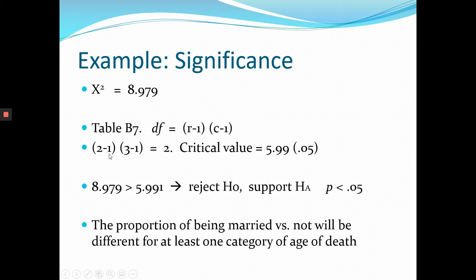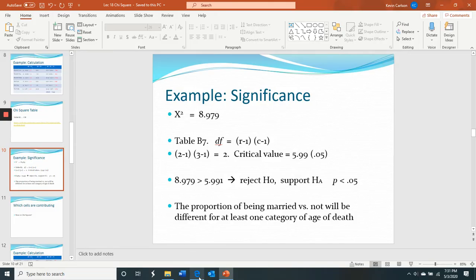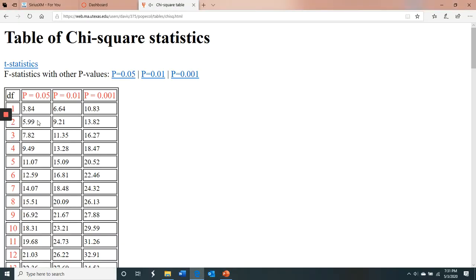So we had 2 rows. We had married versus unmarried. So 2 minus 1 is 1. How many columns? Well, we had late, average, and early death. And so 3 minus 1 is 2. So 1 times 2 is 2. So we have 2 degrees of freedom. And we go here.